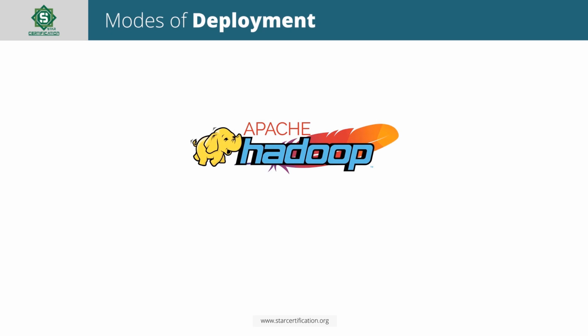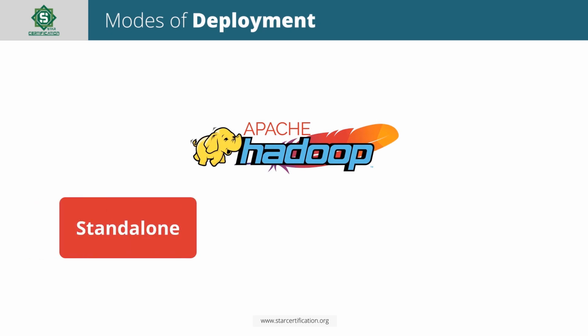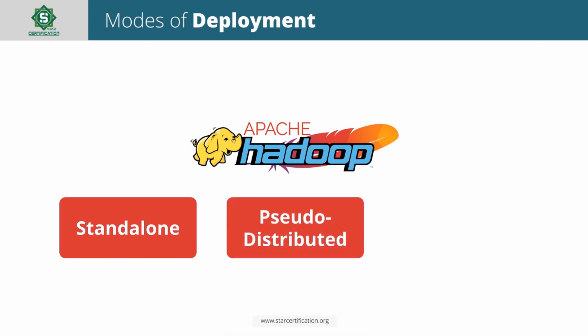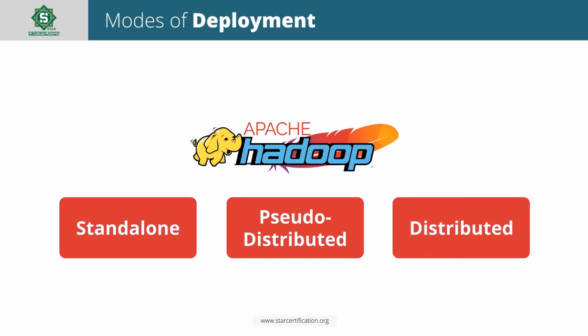Modes of development. There are three modes of development of Apache Hadoop. Standalone: simple analysis or debugging is done in this mode. Pseudo-distributed: simulation of multi-node installation on a single node is enabled in this mode. Distributed: large clusters with multiple worker nodes are formed in this mode.